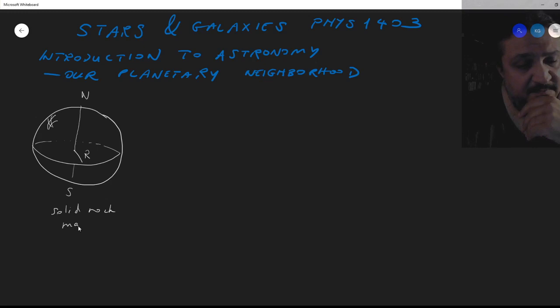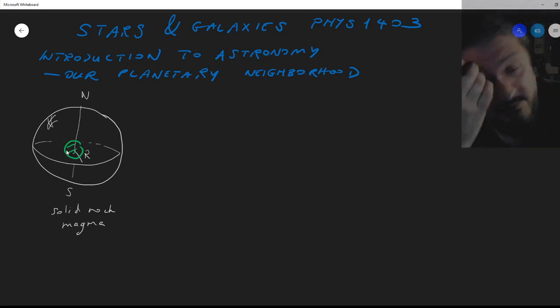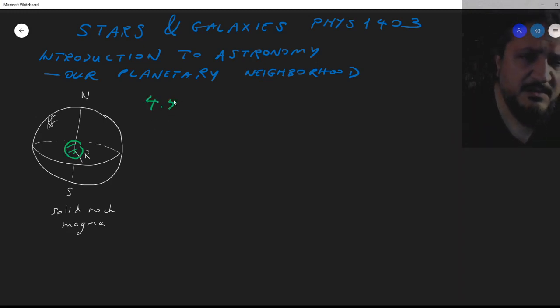Inside we have liquid magma and an iron core at the center, which is also solid. We have the mantle and the outer shell, and we have tectonic plates. We have a lot of geological activity because the Earth is still warm, still hot. Okay, Earth is around 4.5 billion years old.